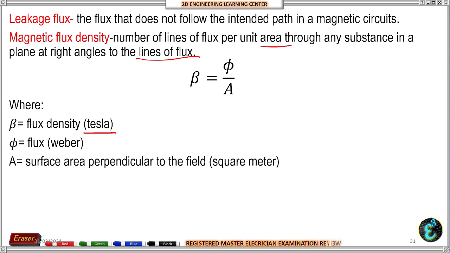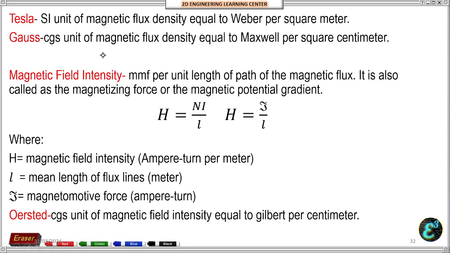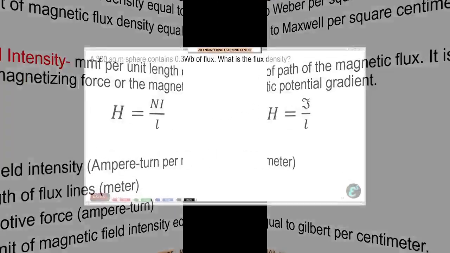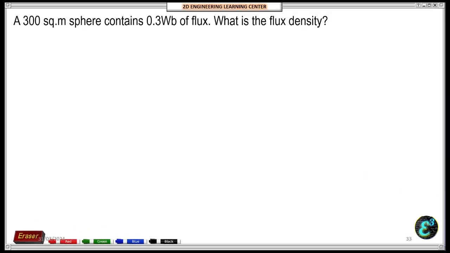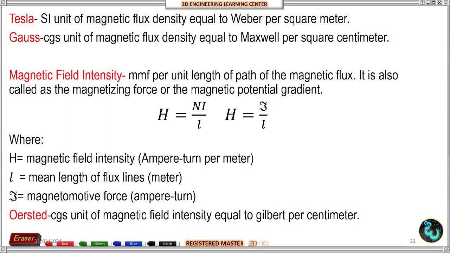Then flux is in Weber, tapos yung ating area A is the surface perpendicular. So the unit for area is square meter. So if in case the given is square inches, you will convert that into meters. Okay? So we could also have Gauss. So Gauss is a CGS unit, while yung sa Tesla is SI. So the Gauss is Maxwell per square centimeter.